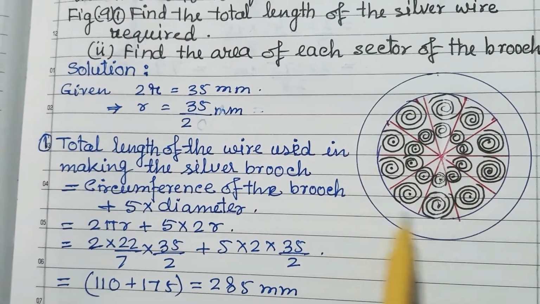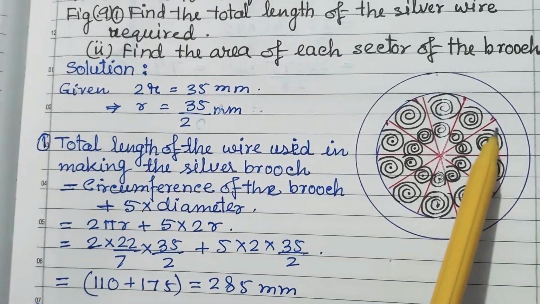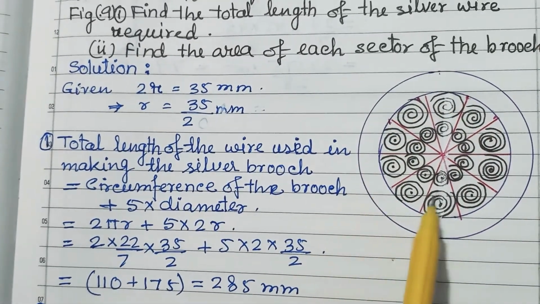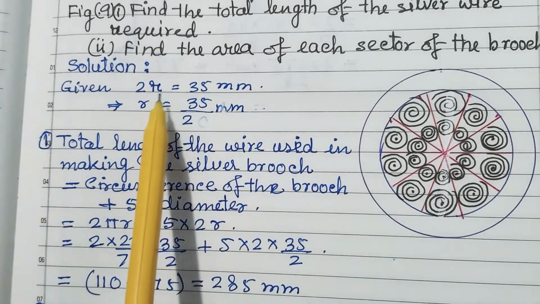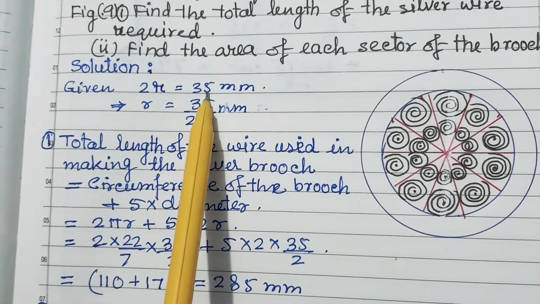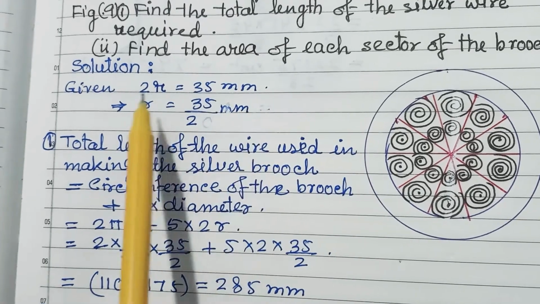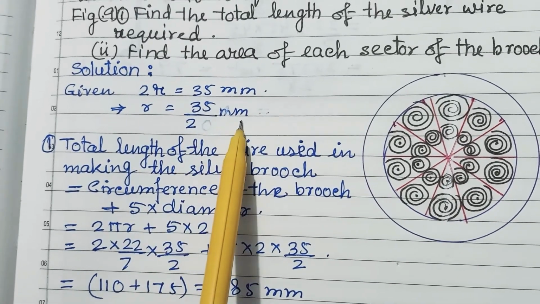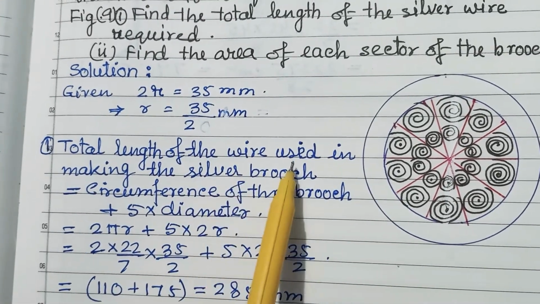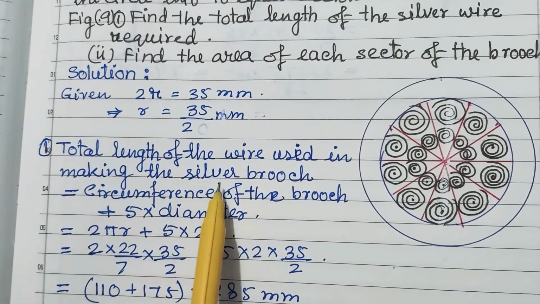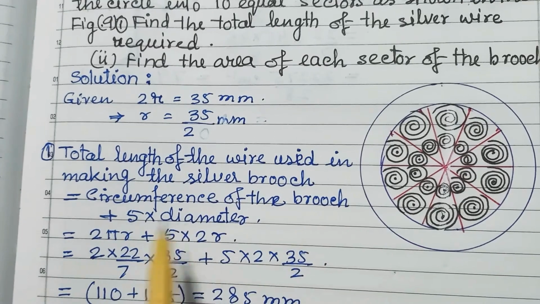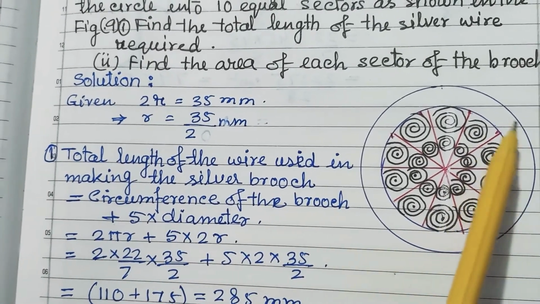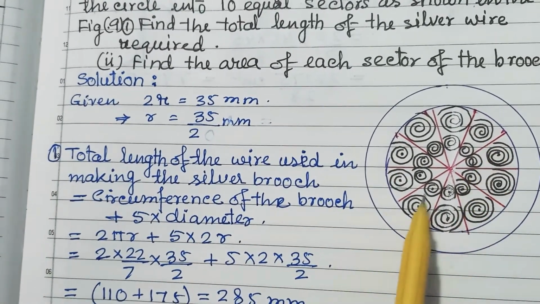So the total length of silver wire, not this area, not this one. We have to find the total length of the silver wire. Now the diameter is given as 35 millimeter, so the radius is 35/2 millimeter. The total length of the wire used in making the silver brooch is the circumference of the brooch plus 5 diameters.